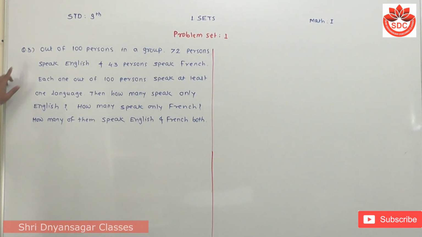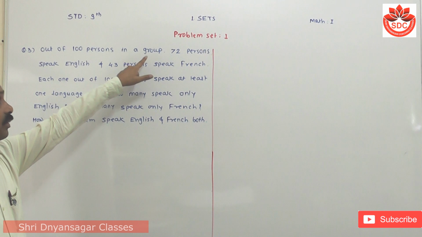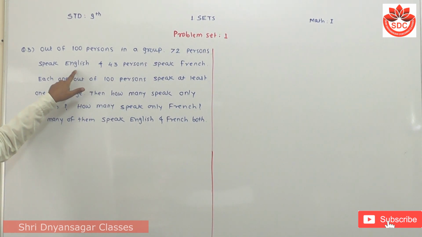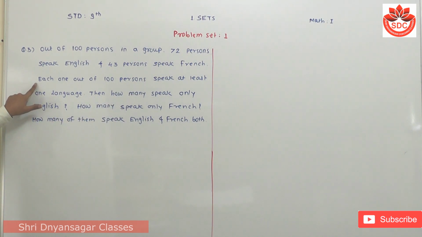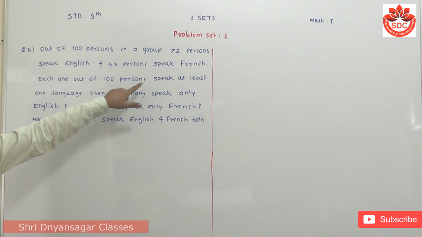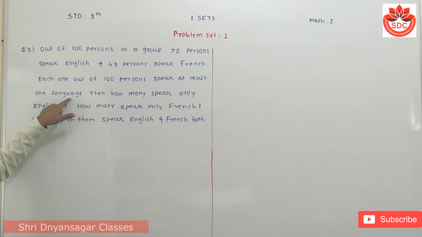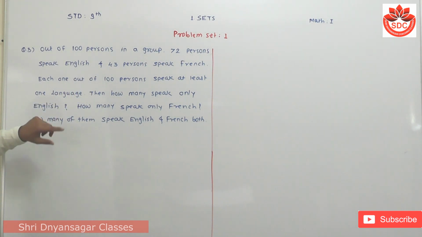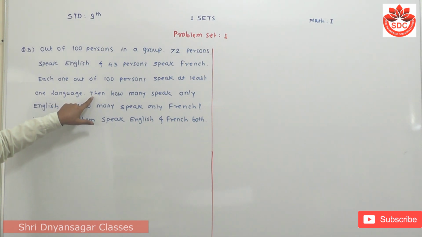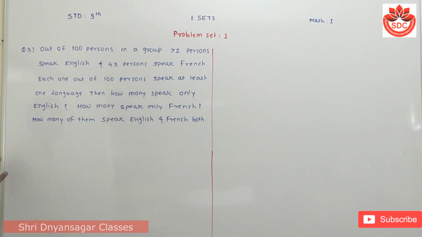Let's see question number 3. Out of 100% in a group, 72% speak English and 43% speak French. Each one out of 100% speaks at least one language, meaning out of 100 every person speaks some language. Then how many speak only English? How many speak only French? And how many of them speak both these languages, English and French?